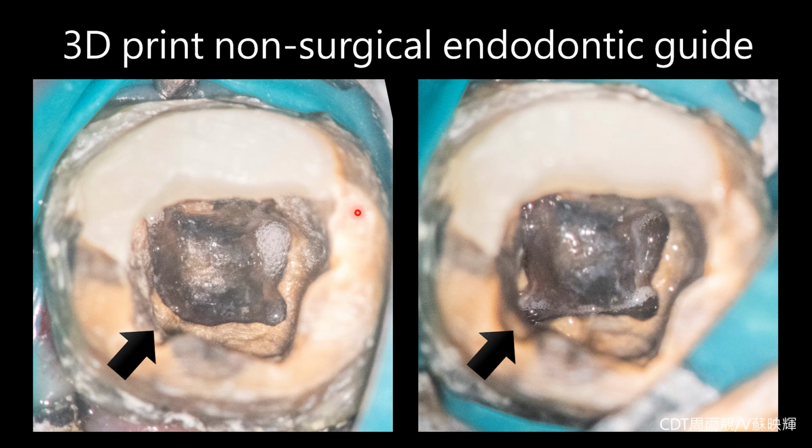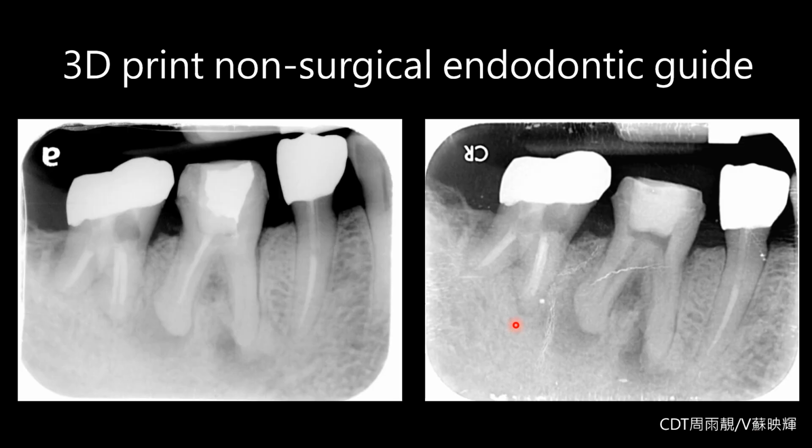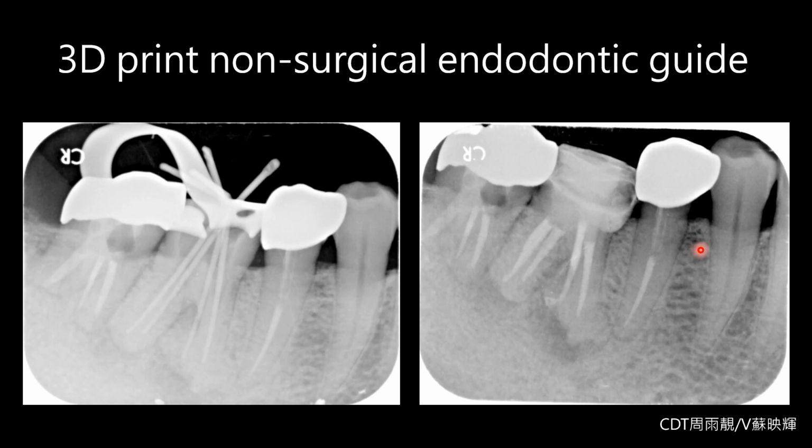So this is the microscope view. Here is the distolingual canal right here, but we cannot find it. And this one is after we use the 3D print guide to reach the distolingual canal. After that, I can file all the canals, remove the old gutta percha, and clean it with resin with calcium hydroxide. After that, I use a lateral compaction technique to fill the tooth, with a little bit of sealer over here.